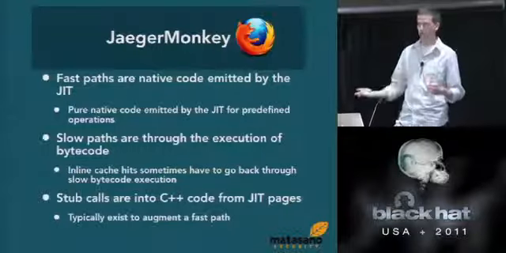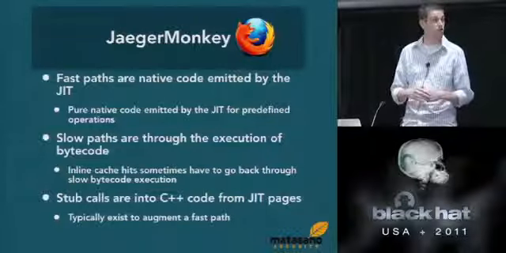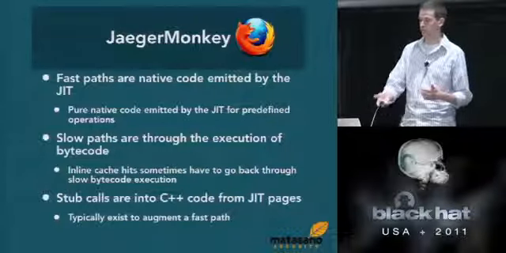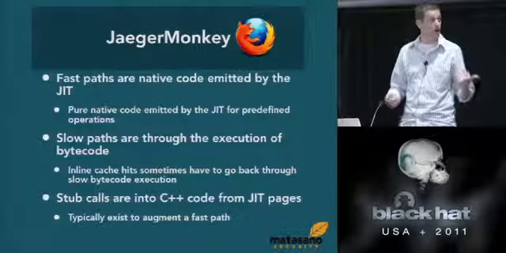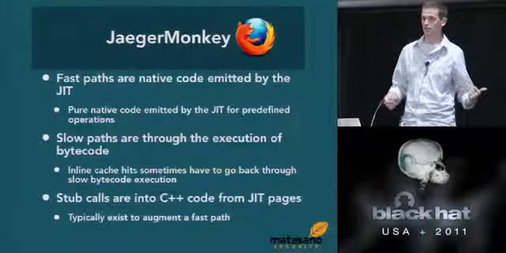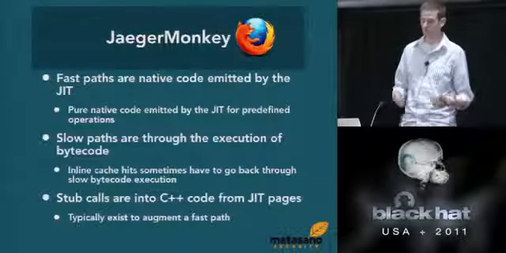There's nothing but JITted native code to handle the operation. That's a fast path. And then there's slow paths. Slow paths are encountered when, for example, the inline cache encounters a type that isn't known. When a type isn't known, a slow path has to be taken back into the interpreter to look up the type to be able to generate the new JIT code. So that's what a slow path is.